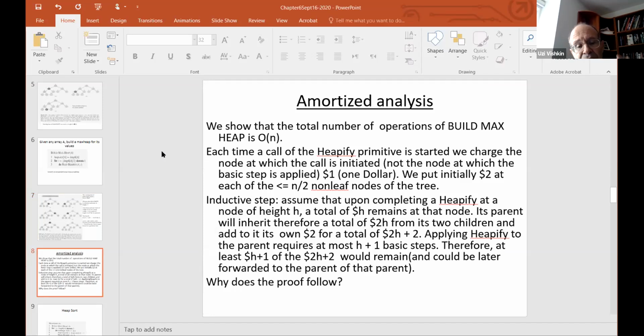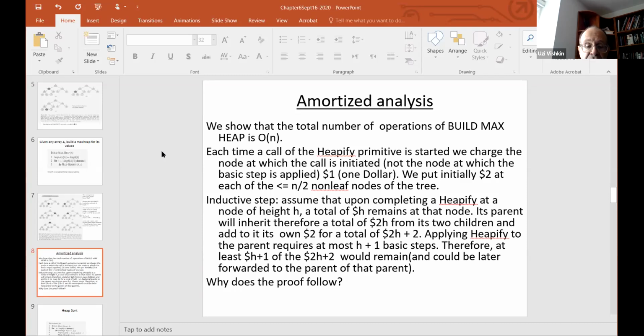Now we are going to revisit the algorithm, but this time we care basically only about the charging scheme. So in the inductive step, we assume that upon completing a heapify at a node of height h, a total of h dollars remain at that node. So the new assumption is that upon finishing heapify at a node, I remain with a balance of h dollars.